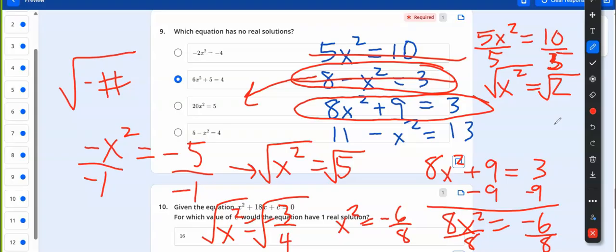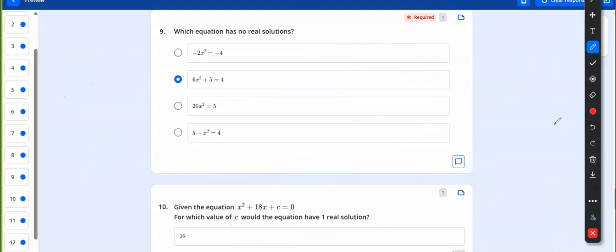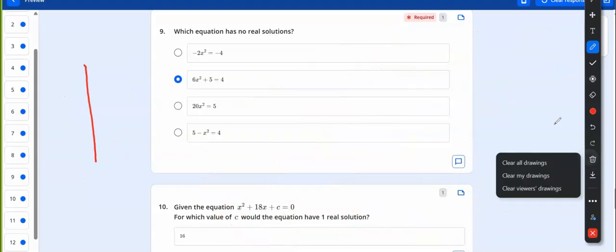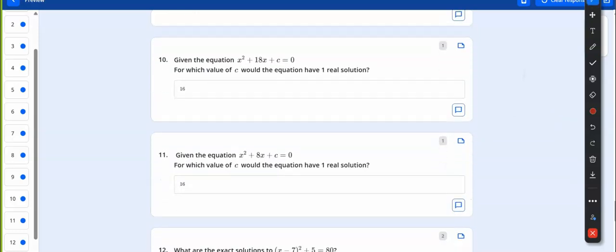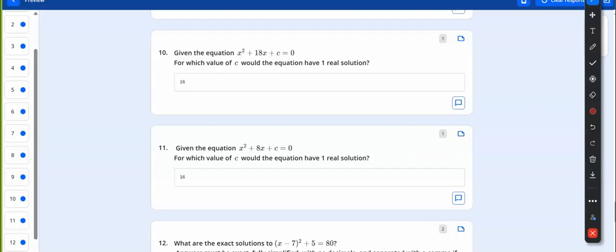Okay. What else do you want to go over more? Number 10. Oh, I'm sorry. I did number 9, didn't I? You asked for number 10. Yeah, that's fine because I wanted to go over that one too. Okay. So given the equation x squared plus. Oops. I should probably make up one so that it's nice.